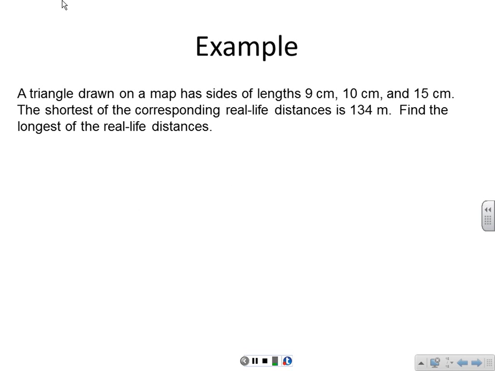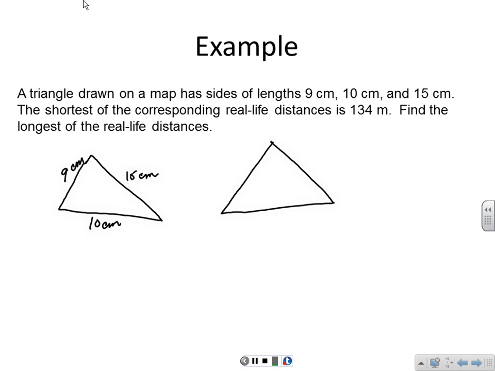Okay, a triangle drawn on a map has side lengths of 9 centimeters, 10 centimeters, and 15 centimeters. So let's draw a triangle that has that. So we have a 9 centimeter, 10 centimeter, and 15 centimeter. Alright. The shortest of the corresponding real-life distance is 134 meters. So let's do another triangle. Similar triangle, kind of, sort of. The shortest distance on the scale is 9, so its corresponding part is going to be 134 meters. Find the longest. So the longest on the scale is 15, so this is the one that we're looking for.